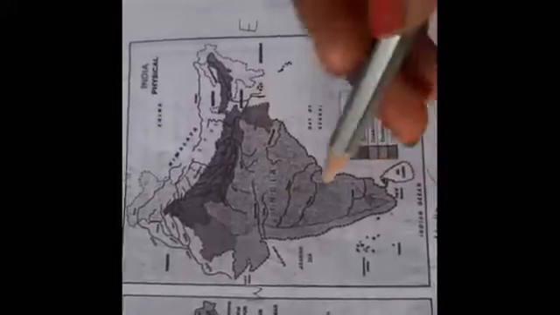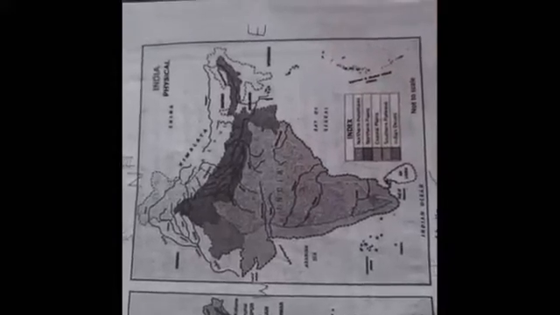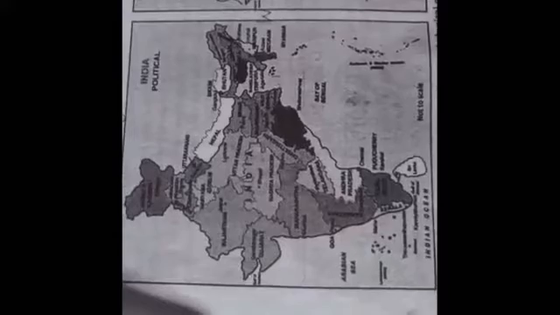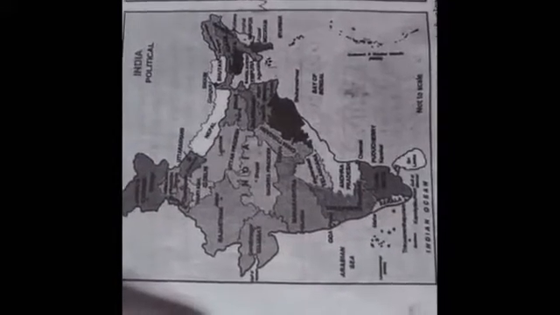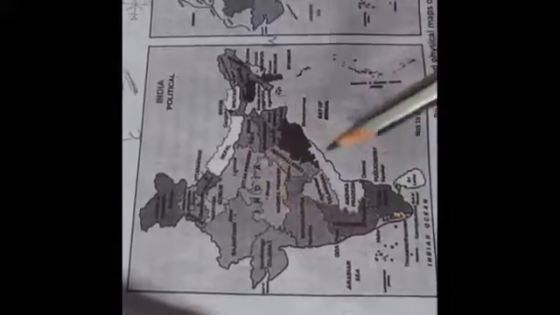Different landforms are shown in different colors. Next one is political map. Political maps show boundaries of an area. They show townships, cities, states, and countries. As you can see in this picture, this is a political map of India. In this map, we can see the states and union territories of India.